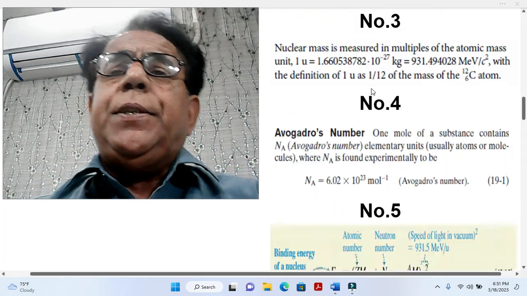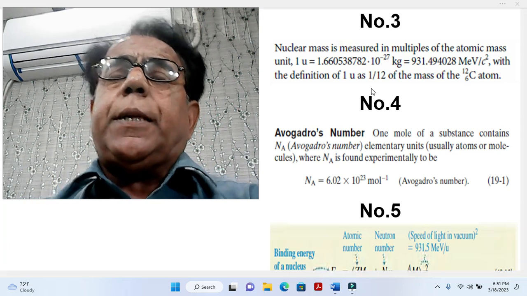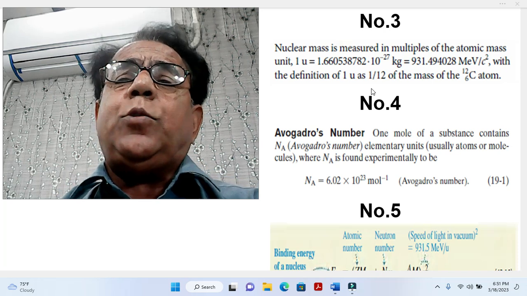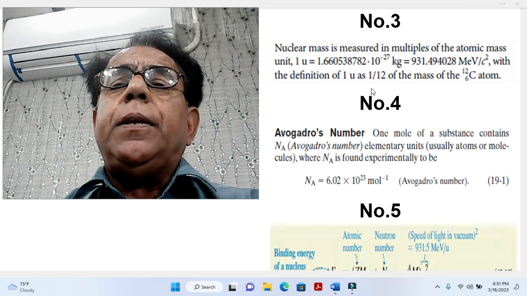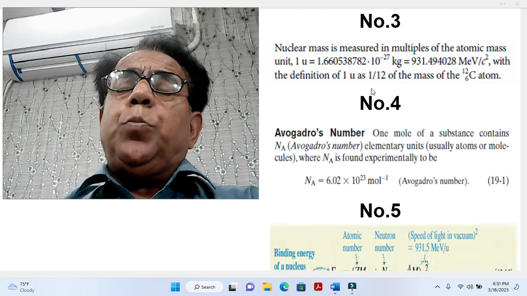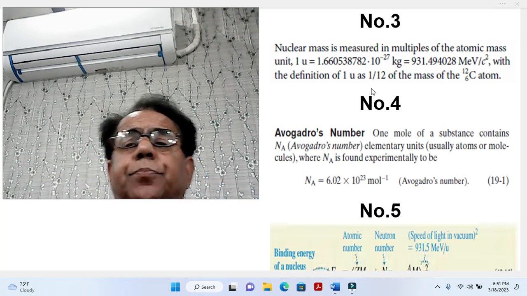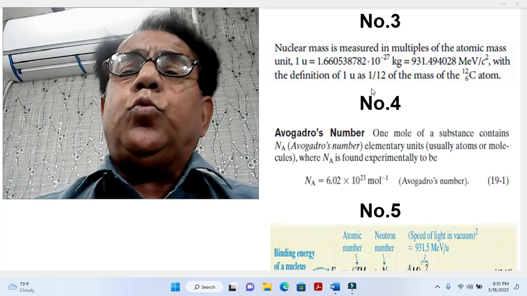Tool number 3, nuclear mass is measured in multiples of the atomic mass unit. 1 atomic mass unit U is equal to 1.66053878 into 10 to power minus 27 kilogram. Here again in place of multiplication dot sign has been used.